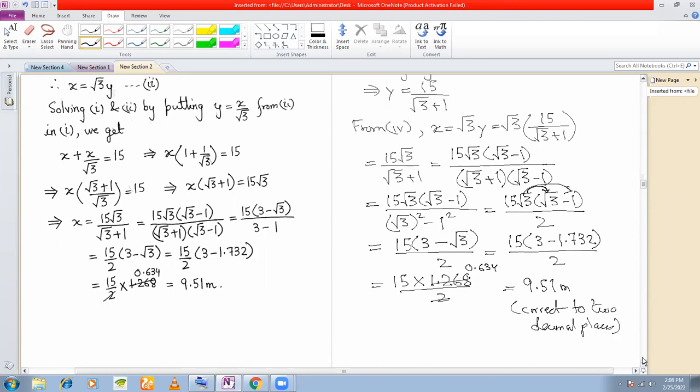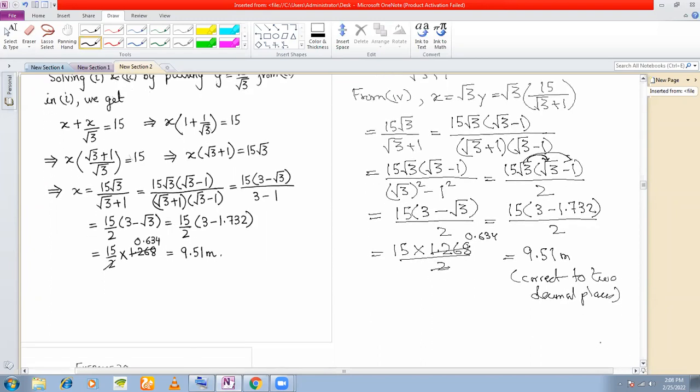But if they ask you correct to the nearest meter, then what should be your answer? If you see, this number is clearly greater than 9.5, right? So if they ask you correct to the nearest meter, your answer will be 10 meters. Okay, so that is how these problems are solved.